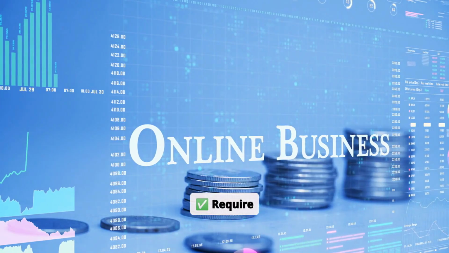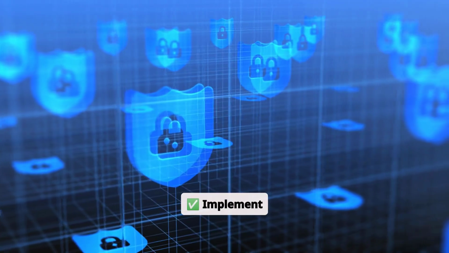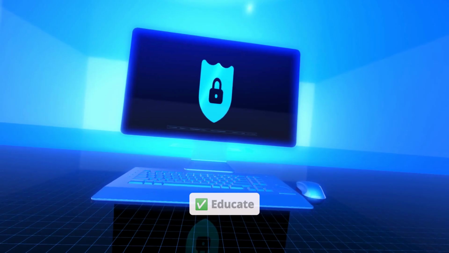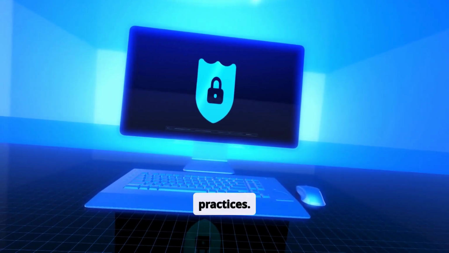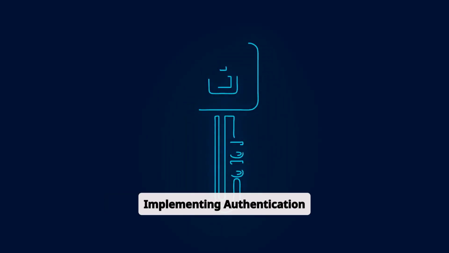Require MFA for online banking and financial transactions. Implement adaptive authentication for high-risk actions. Educate users about phishing threats and secure authentication practices. Now let's summarize what we've learned about implementing authentication systems.